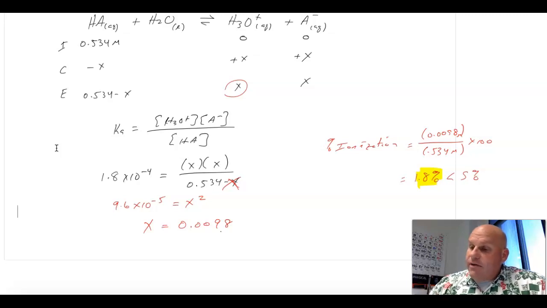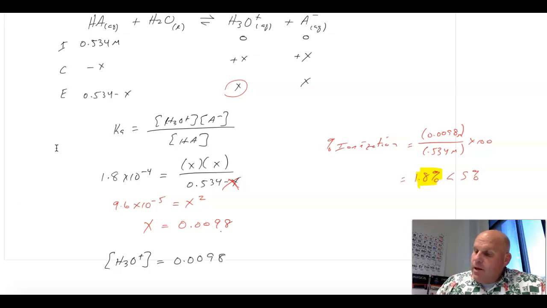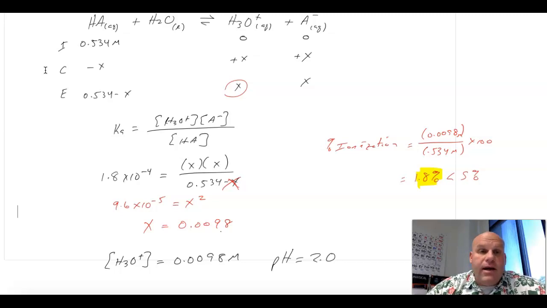Okay, so now to finish off what the problem was asking for, it was asking for the concentration of H3O plus, the hydronium ion, which we now know is 0.0098 molar, and then it was asking for the pH. So if I take the negative log of that, I get 2.0 as my pH. Okay, so a nice little break there. If, again, our ionization is small, less than 5%, then we can avoid having to solve for x using the quadratic. That wraps up this section on acids and bases.